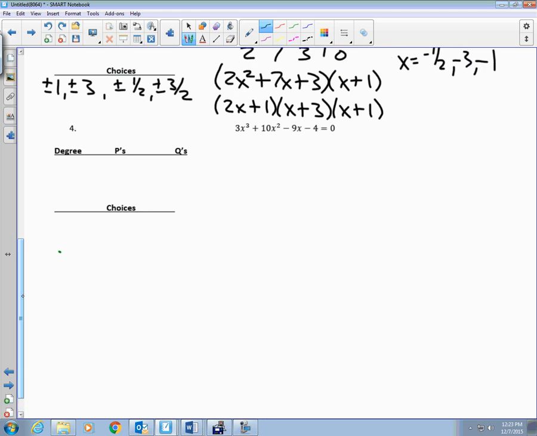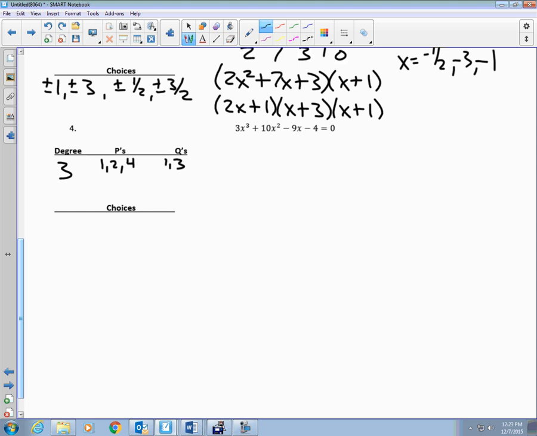Number 4, what's the degree? 3. What are my p's? 1, 2, and 4. What are my q's? So how many total choices will I have? 6, and then the positive and negative will make 12, right?